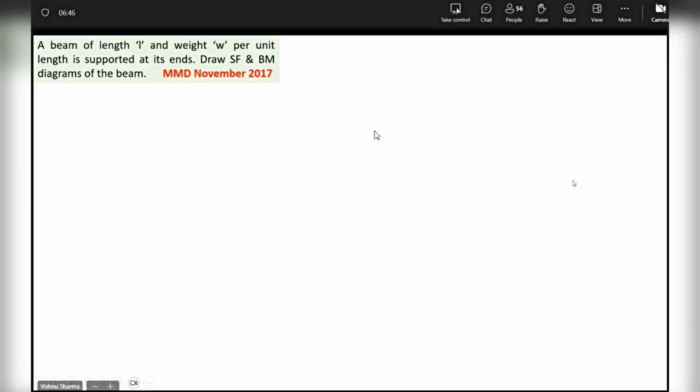Okay, guys, this question is again MMD. This was a 12-mark question. It was not a 25-mark question. It's very simple. Don't get worried. You already know. L can be anything. W can be anything. The only thing is the values are not given.